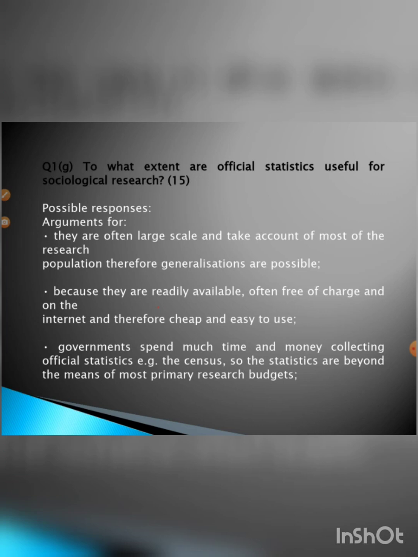because they are readily available, often free of charge and on the internet, and therefore cheap and easy to use. You can easily have access to these official statistics. They are available on the internet, and you can easily download it or go through it, and they're also easy to use. Governments spend much time and money collecting official statistics, example the census. So the statistics are beyond the means of most primary research budgets.